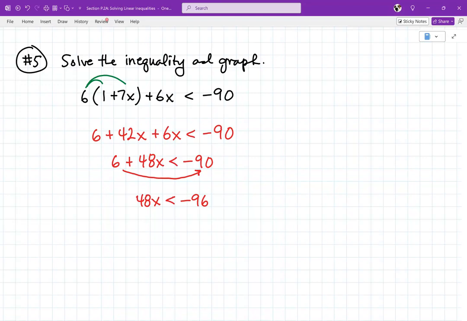Now I'm just going to divide both sides by 48. And I'm going to tell you something that one time a student asked me, which makes sense. I divide by 48 on both sides. I get x is less than negative 2.